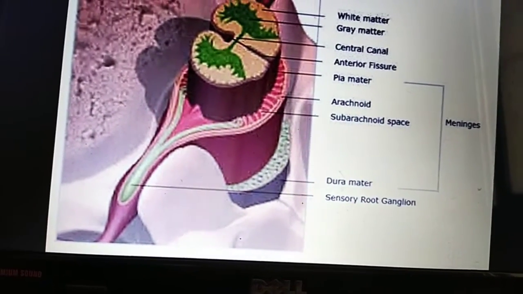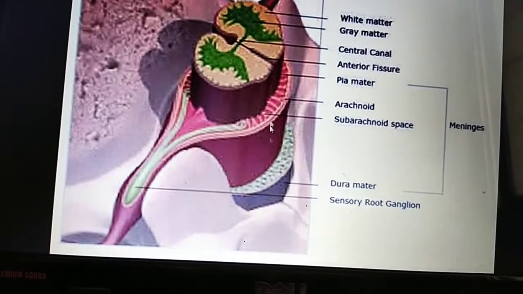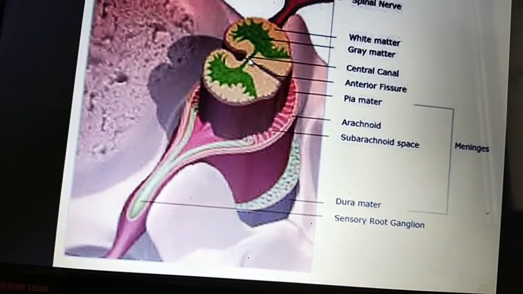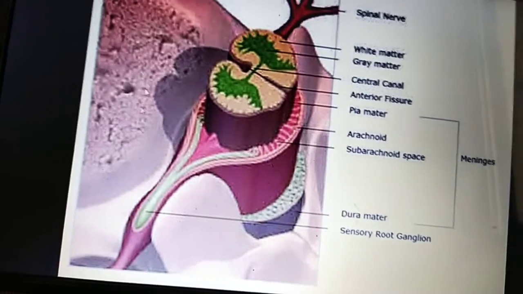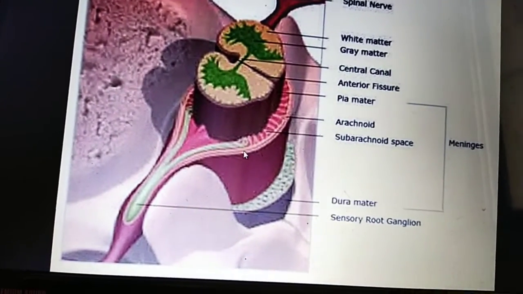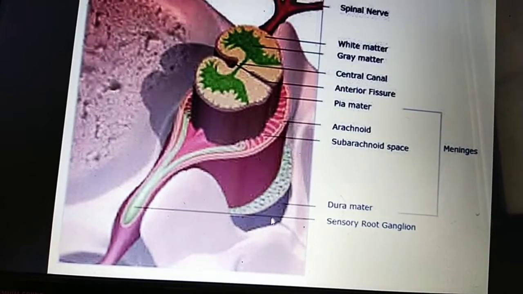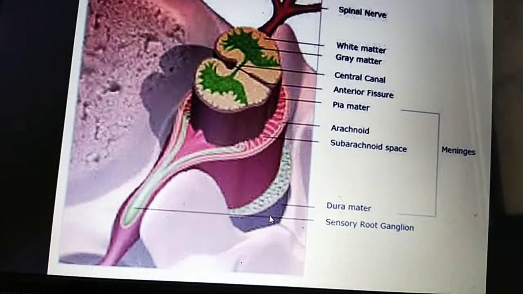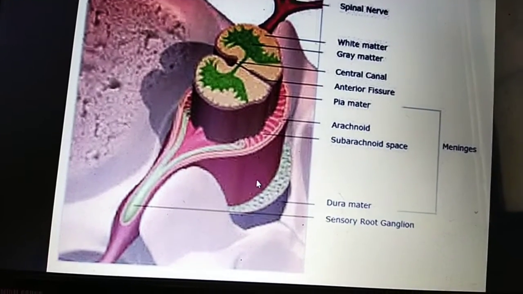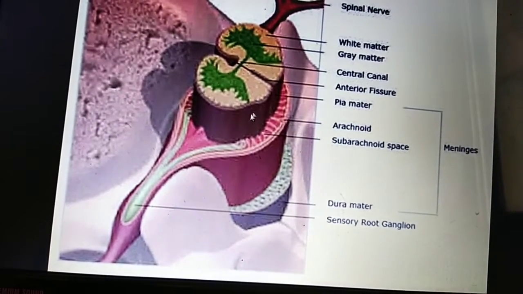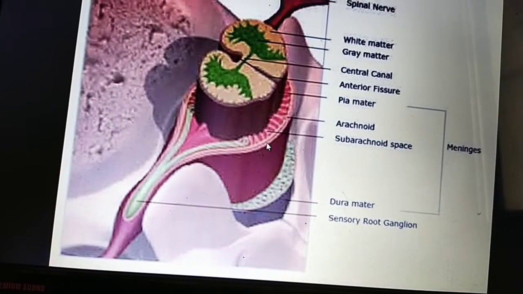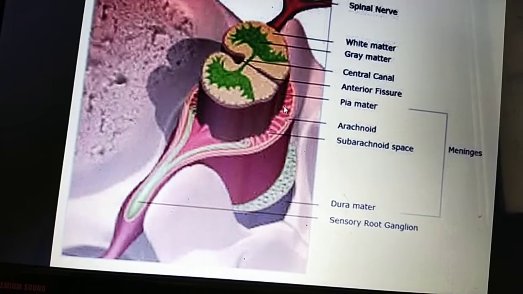Okay, these are the layers of the spinal cord. This is the cross section of the spinal cord. This is the body, and this is the canal, the spinal canal. This is the dura mater, this is the arachnoid mater, and this is the pia mater. In between the pia mater and arachnoid mater, there is a subarachnoid space.